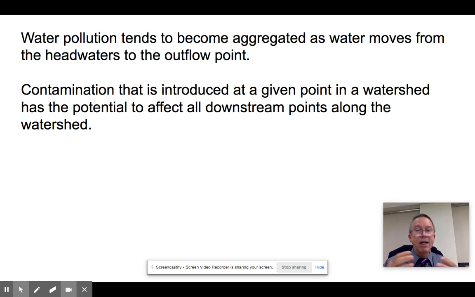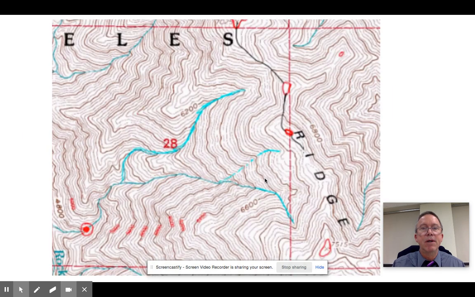So by defining a watershed in terms of the area extent of it and the topographic areas of it, in other words, what are the high ground, what are the low ground, it lets us predict where we can expect the water to, the pollution to move.